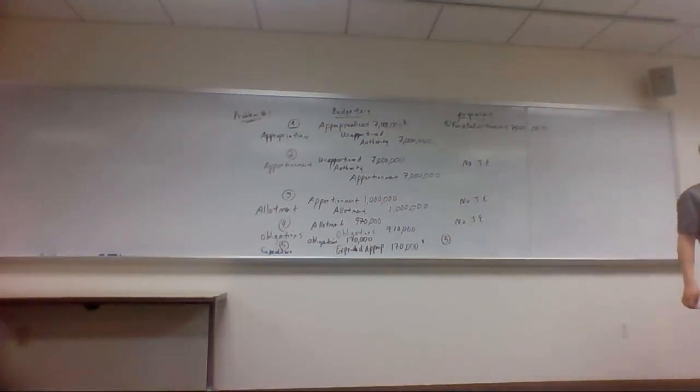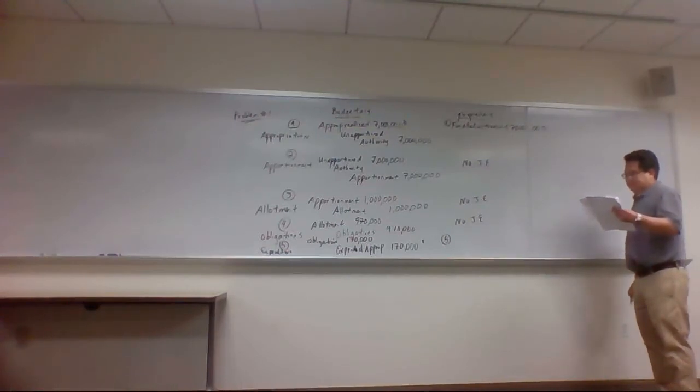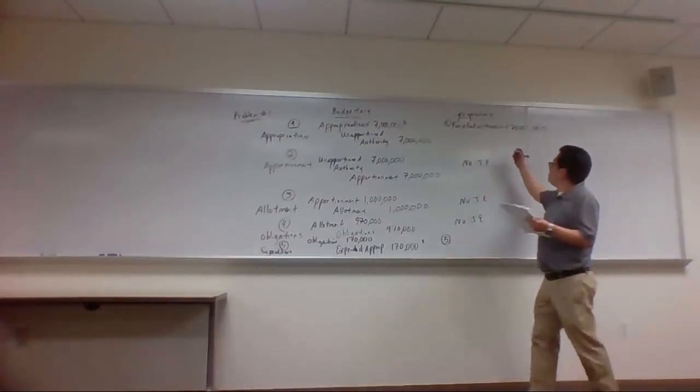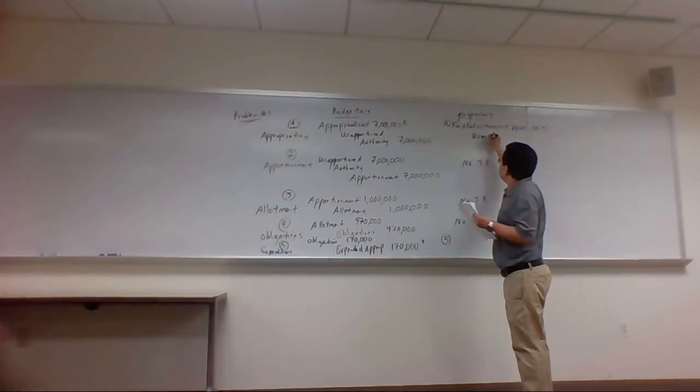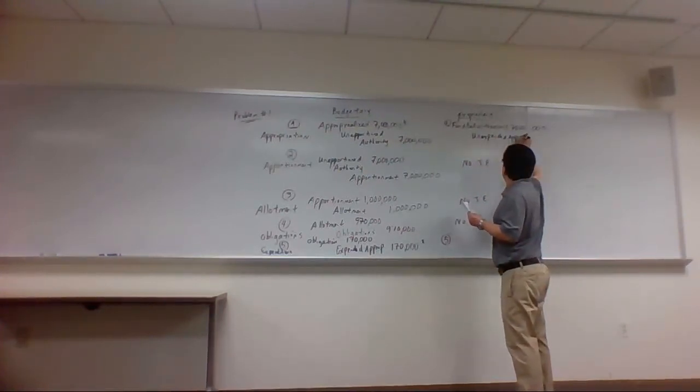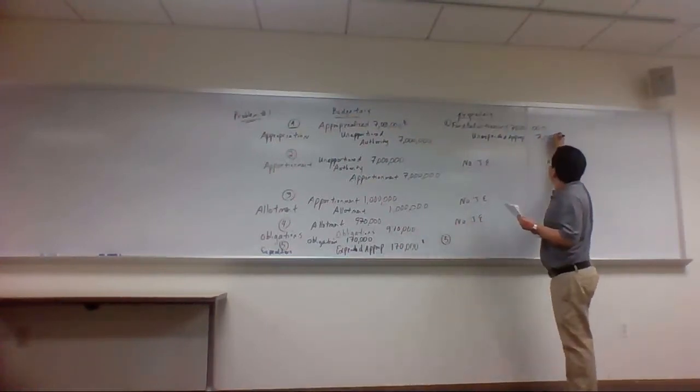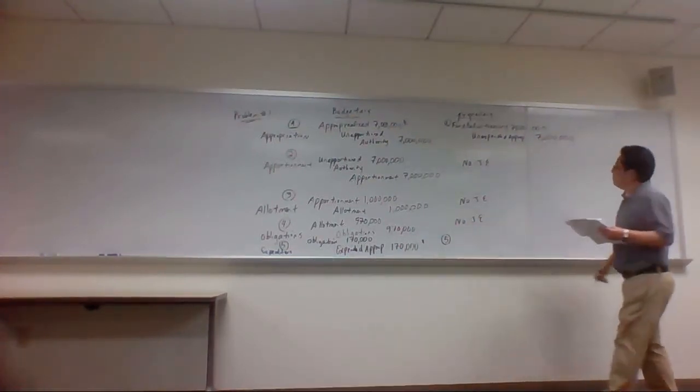Instead of crediting revenue or transfer in, what do I credit? Unexpended appropriation. 7 million. All right, good.